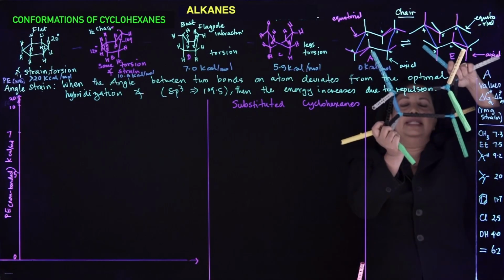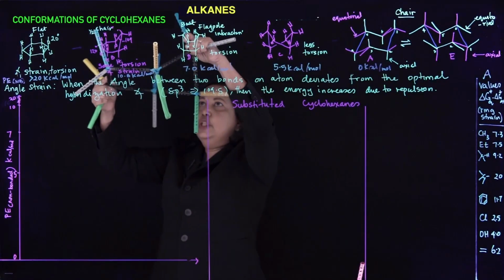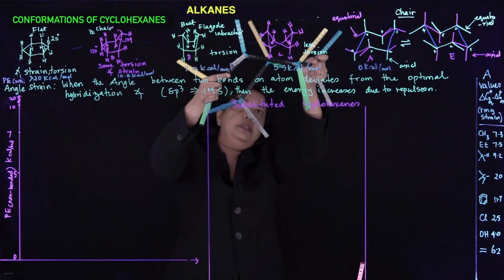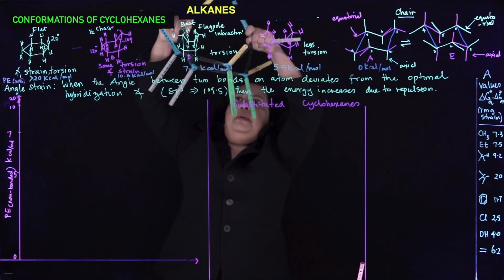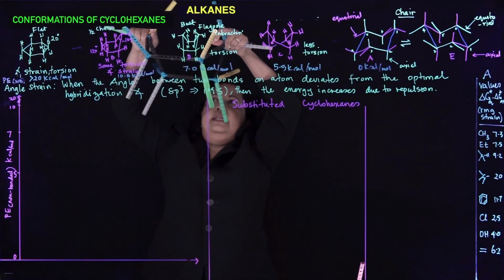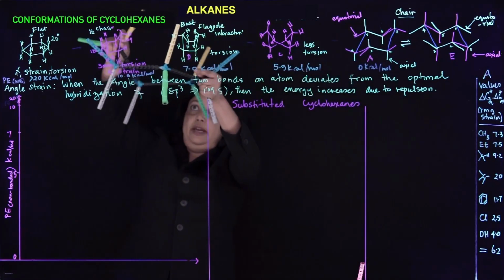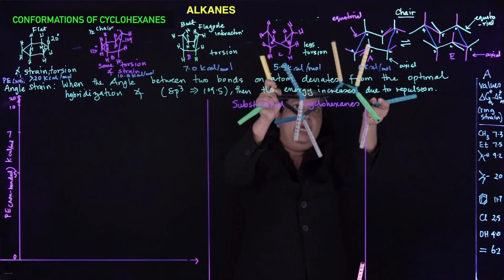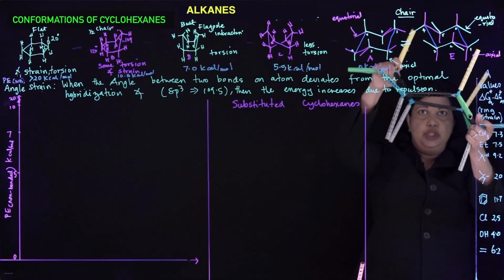Does it flip like that? Apparently not. It goes through a half chair, then it goes through a twist boat like a pretzel, then it goes to a boat. Well, then it lets down the other side, goes to the other half chair, and then again a twist, and then it goes all the way to the second chair form.